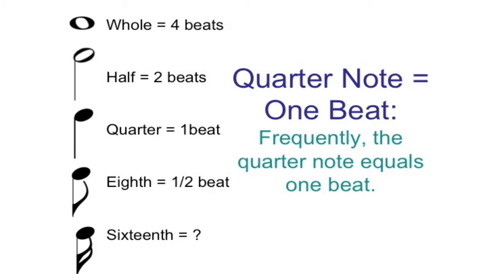How about a 16th note? If an eighth note is half of a beat, what's a 16th note? The length of how many 16th notes would equal the length of a quarter note? The correct answer would be 4 16th notes, in which case each 16th note would be a quarter of a beat. So it would take 4 16th notes to equal a quarter note in length.